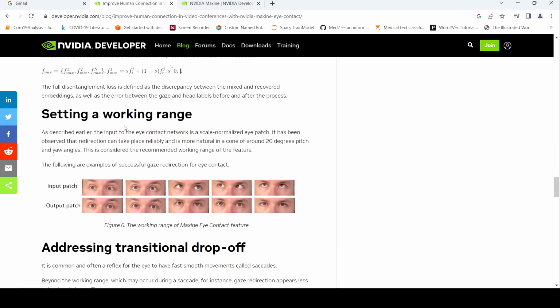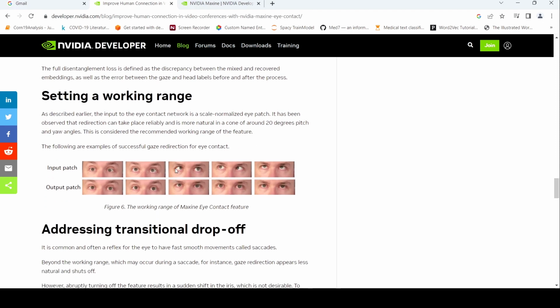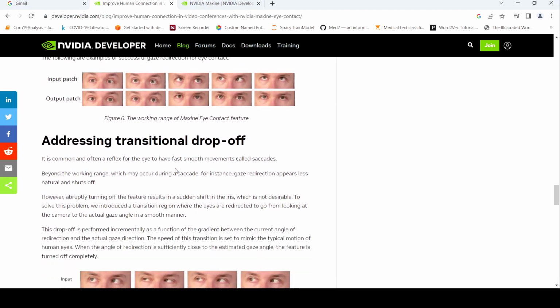Another one is this working range, like up to what range. So this is about redirection naturally in a cone of around 20 degrees pitch and yaw angles. If it is too much, if you are looking too far away from the camera or something, maybe this will not work. In a certain range it works. That is what they have told over here.